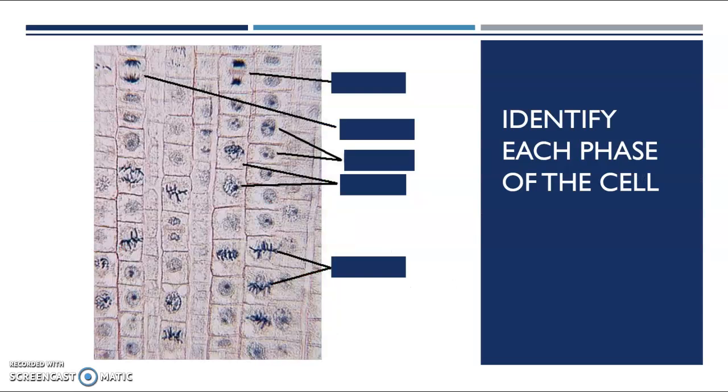Okay, now identify each phase of the cell and tell me what it is. This is going to be 1, 2, 3, 4, and 5. Go ahead, hit pause, figure those out.